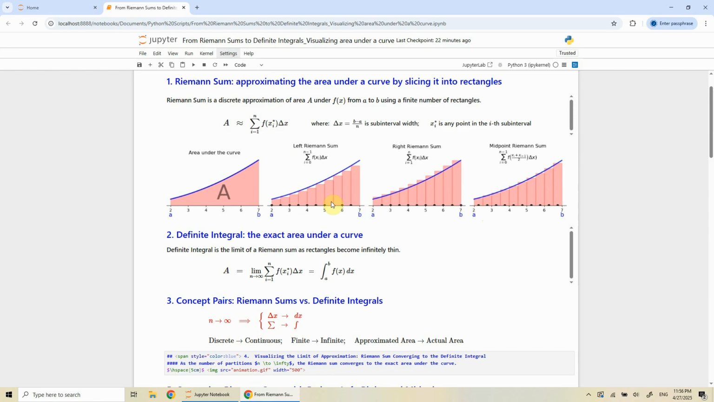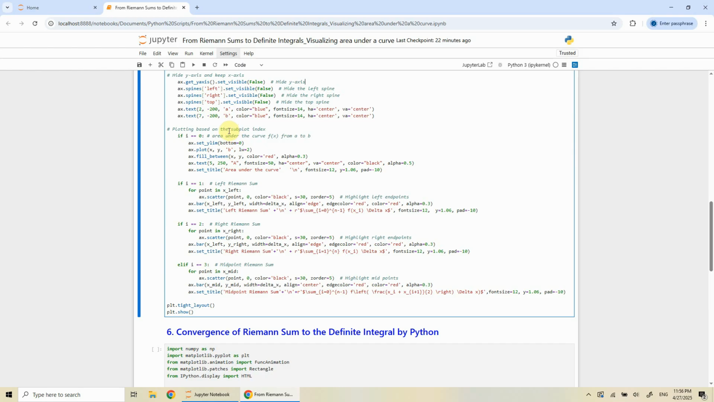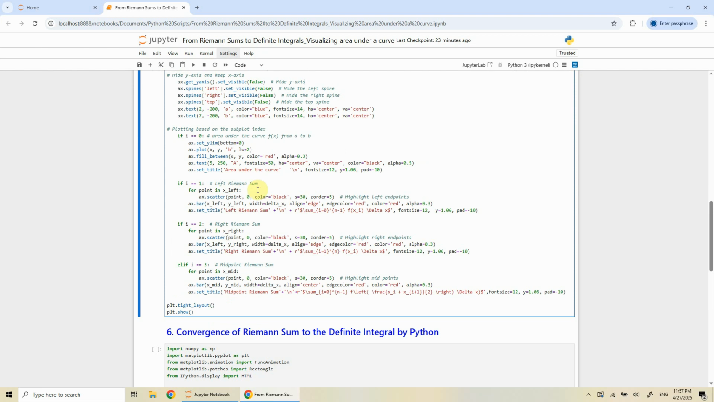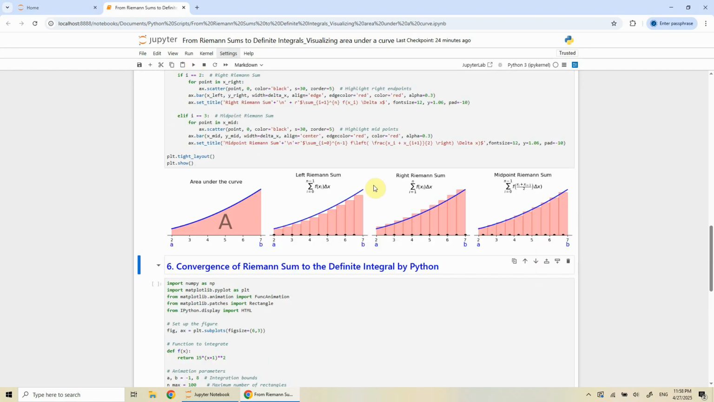Here, for each subplot, we draw the blue curve in the interval a to b. Then for each plot, the first one shows the area under the curve. The other three subplots are for those three common types. Let's run the code. Those three methods produce slightly different approximations, but the midpoint one is more accurate.